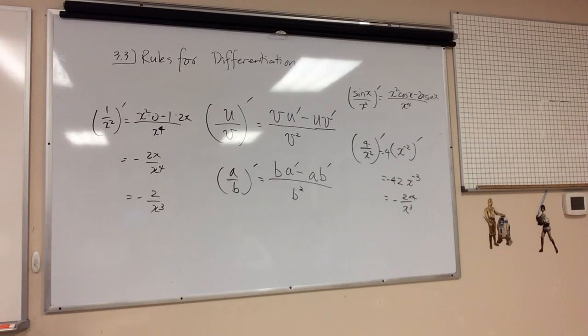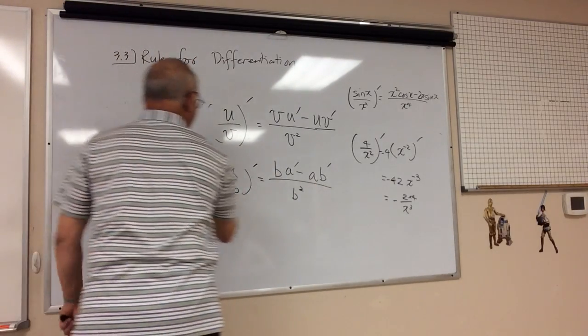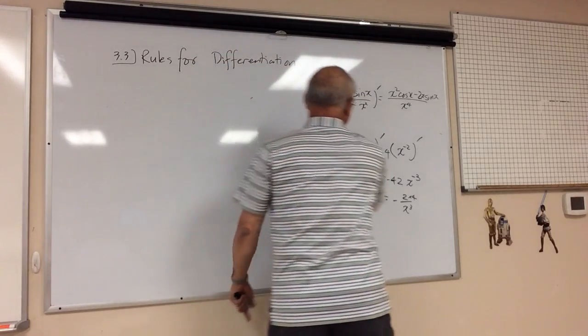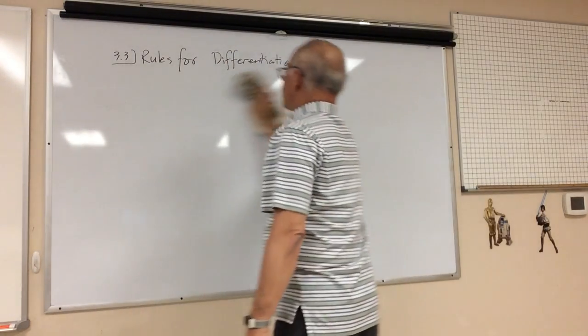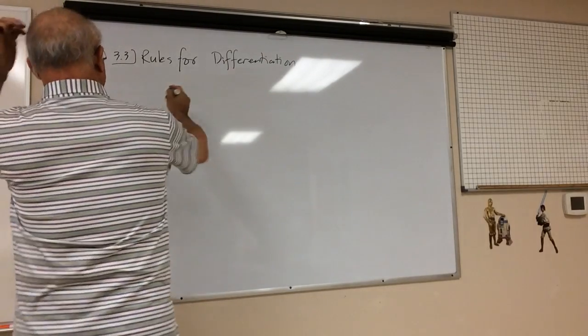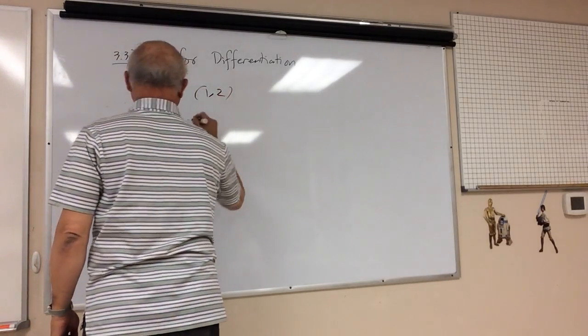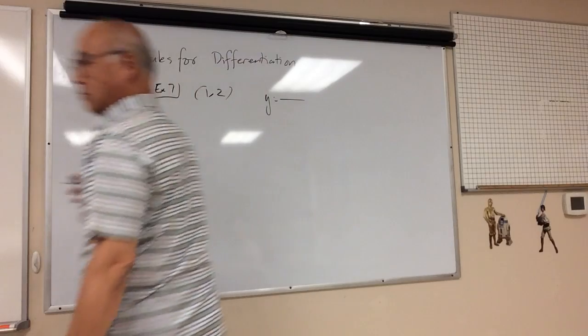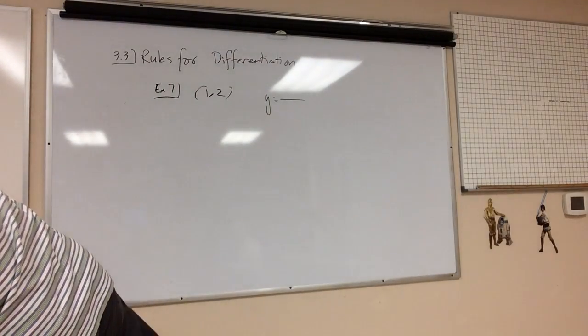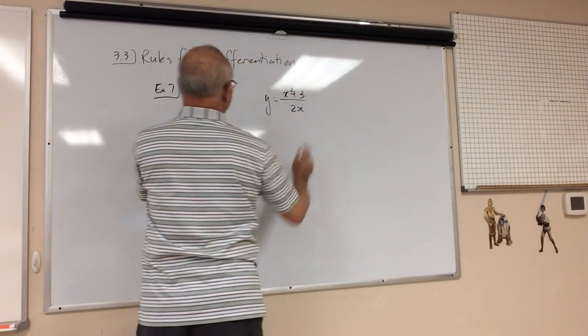Let's go to example number 7. Let's do example number 7 together. What does it say? It says find an equation for the line tangent to the curve at point 1, 2. So I have example number 7. The point is 1 and 2. The function is x squared plus 3 over 2x.